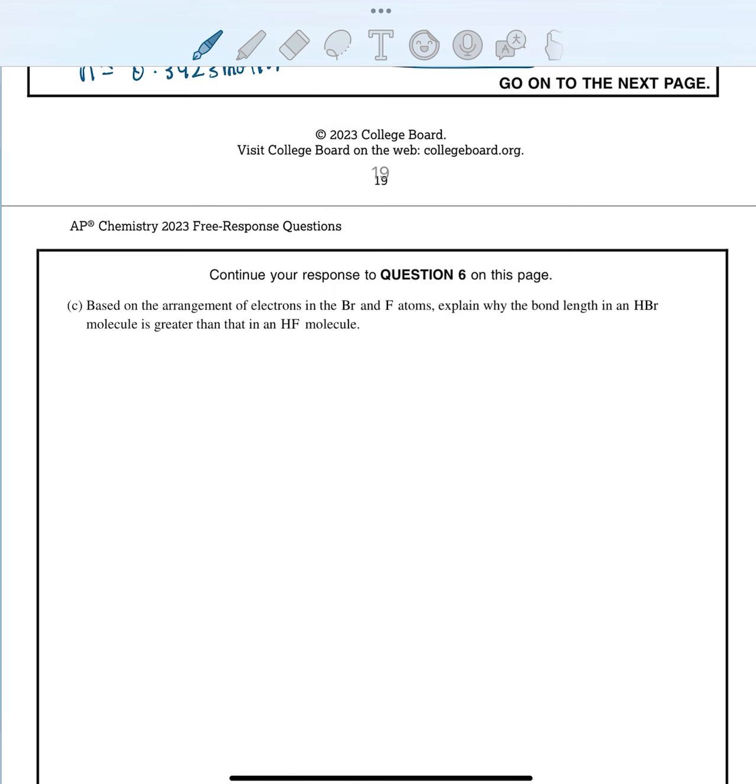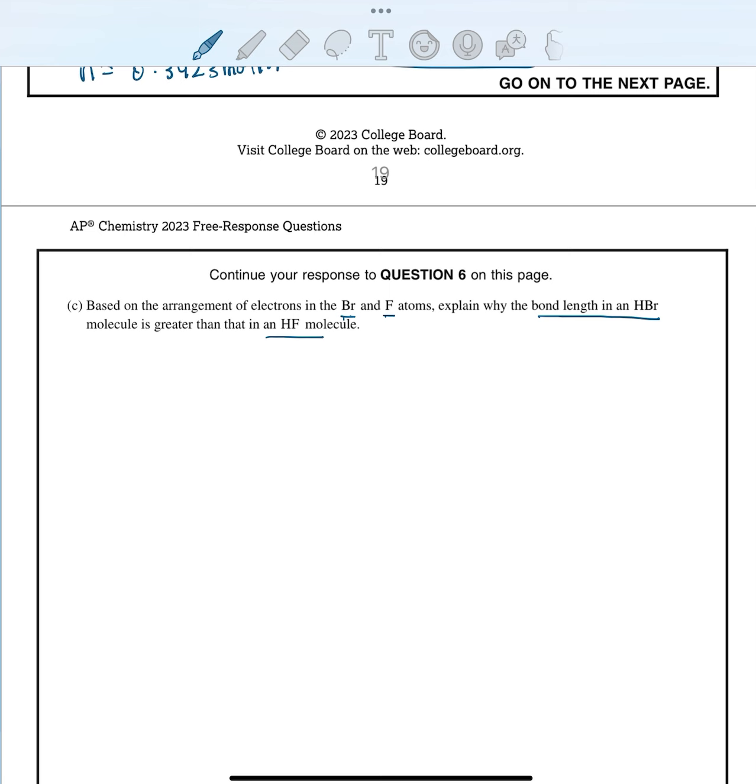And finally, in number 6, based on the arrangement of electrons in bromine and fluorine atoms, explain why the bond length in HBr in the molecule is greater than the HF molecule. So if you have your periodic table near you, that'll actually help you answer the question. But if you actually look at your periodic table, bromine is way further down than fluorine on your periodic table.